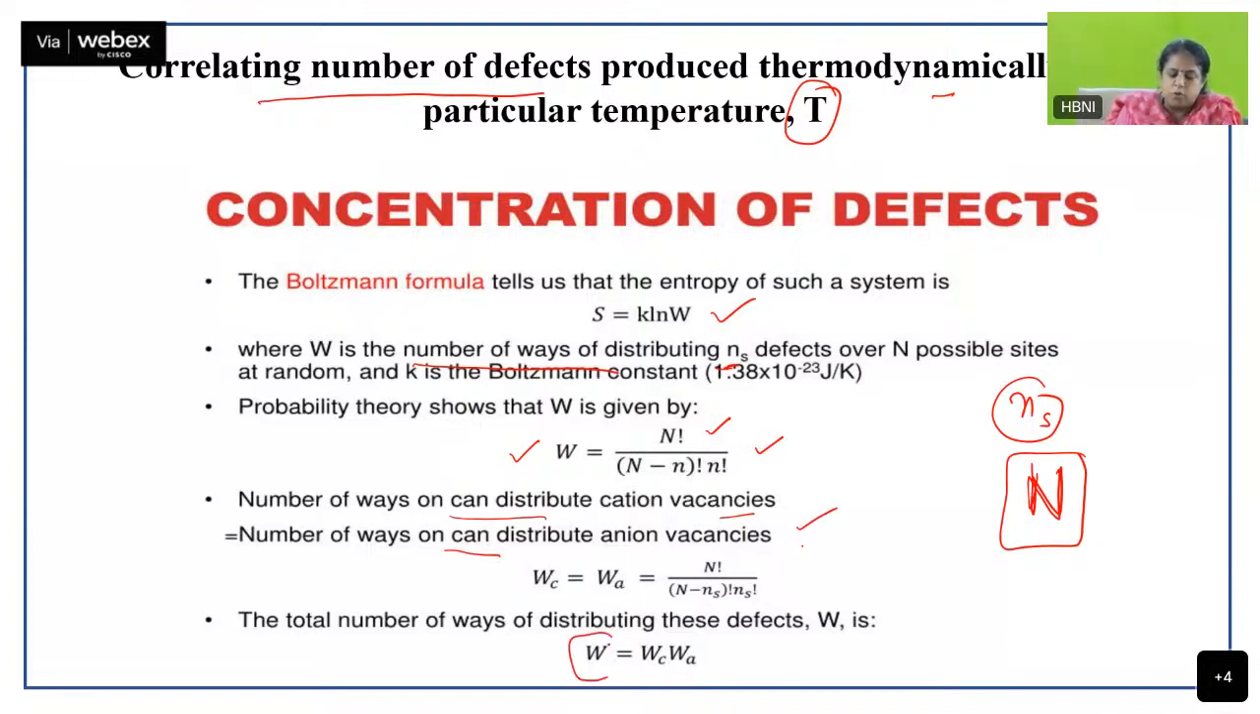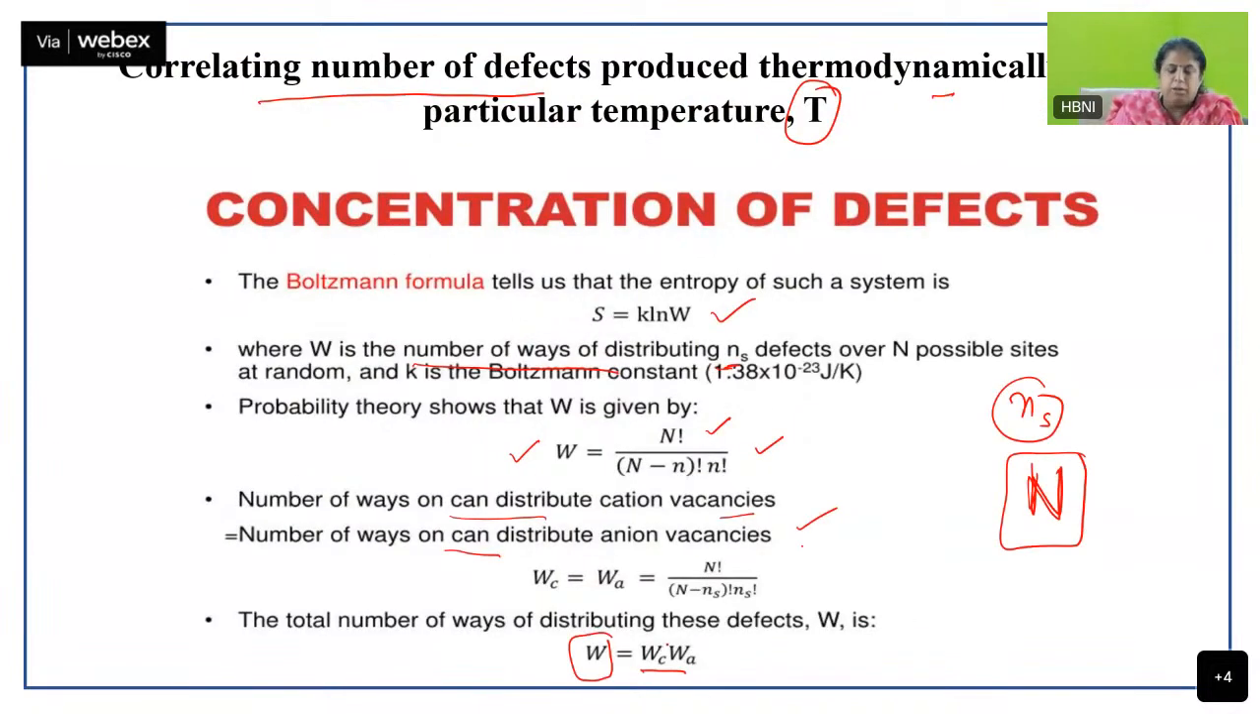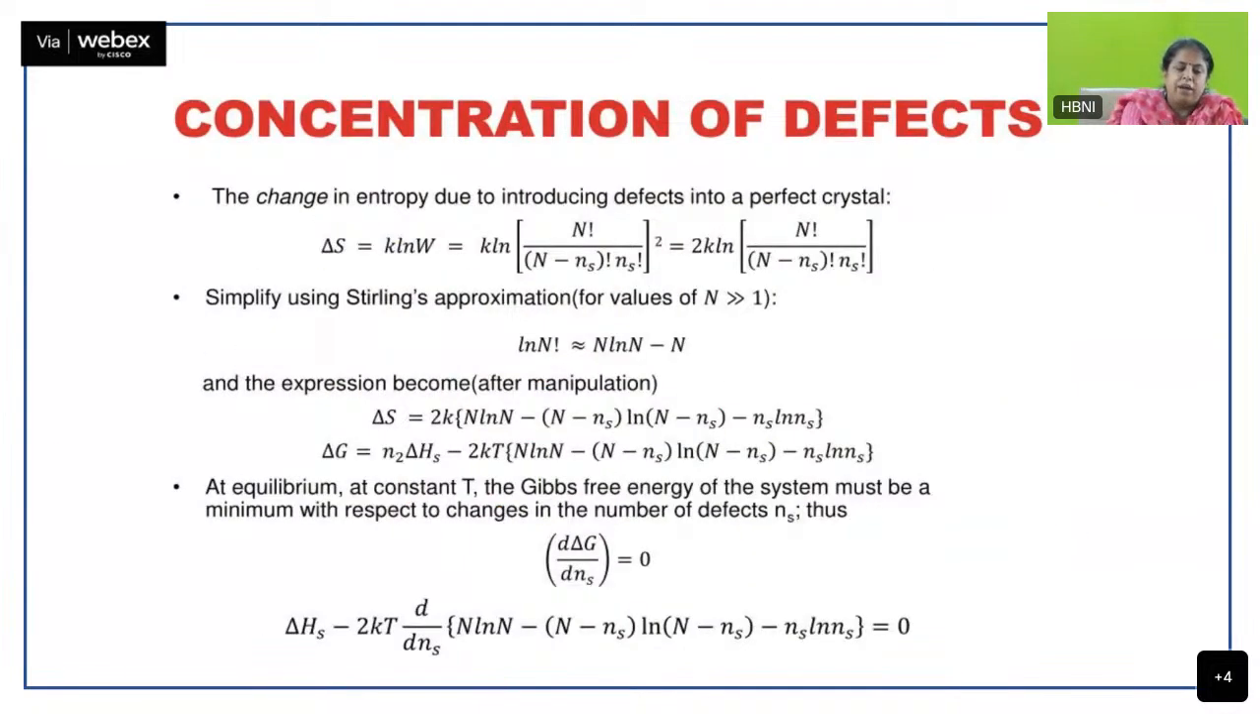Now, if I want to calculate the total probability, you remember in probability, if you are talking of two things, you multiply them. So the total probability is Wc times Wa. Now, because these two are equal, because I will create an equal number of cation and anion vacancies, this will be W square. Okay. Now, if I replace this in k log natural W, I will get something like this. Since this is log natural, I can take this 2 out. It is 2k log natural of this particular factor.